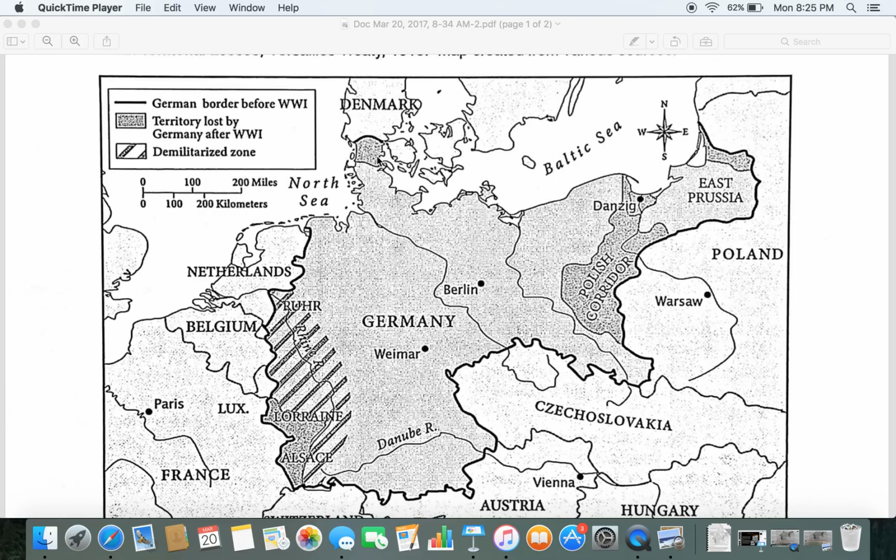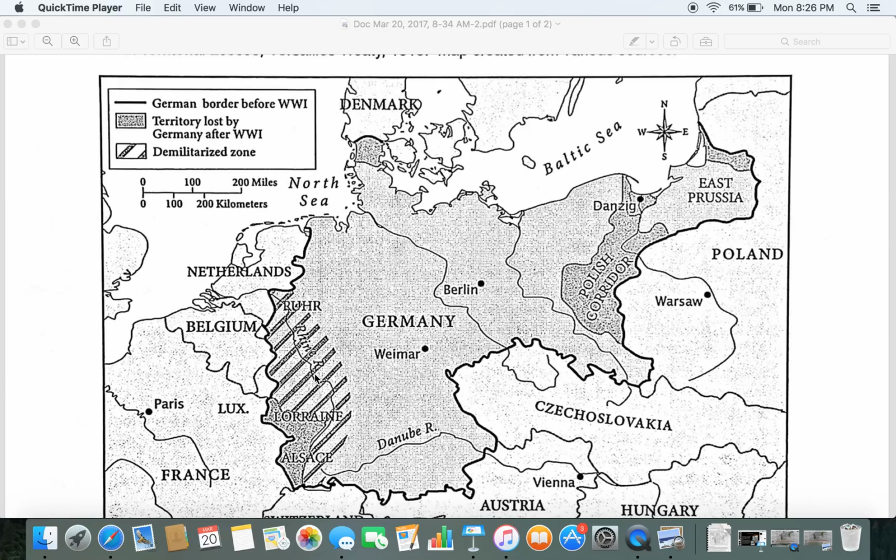Then I want you to please highlight this area right underneath Denmark, this area right above East Prussia. I want you to highlight the entire area, the Polish corridor, which separates East Prussia from Germany. And then I want you to please highlight the Alsace-Lorraine, which is a buffer zone between Germany and France.